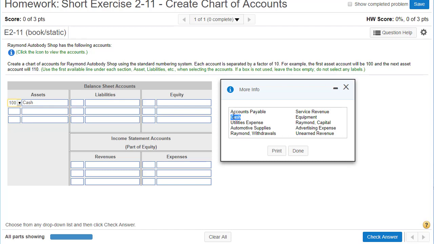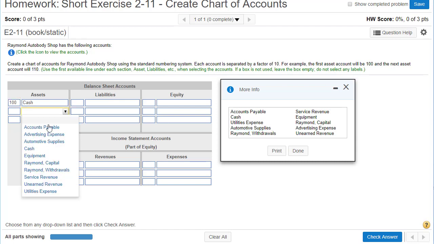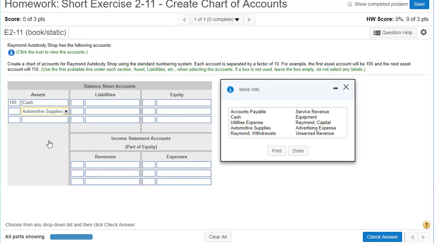Okay, we left off with cash. We're going to work our way down. The next asset is automotive supplies. Now, automotive supplies are things like oil, rags, etc. And since it's an asset, we have to use the account number that starts with a 1, so the next one would be 110. And then working our way down from auto supplies, our next asset would be equipment.